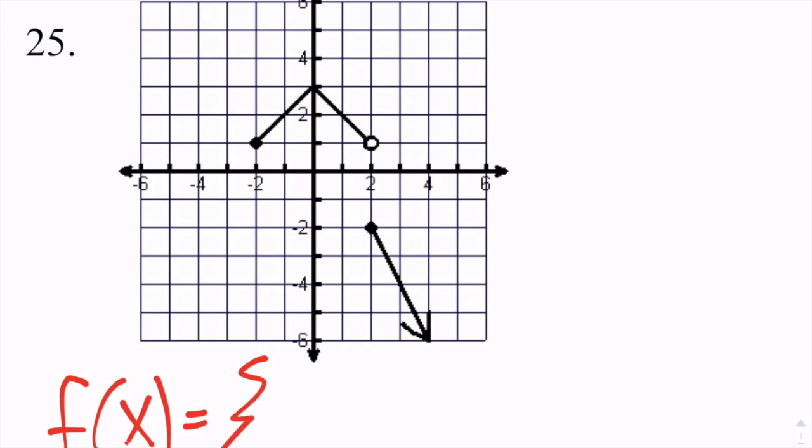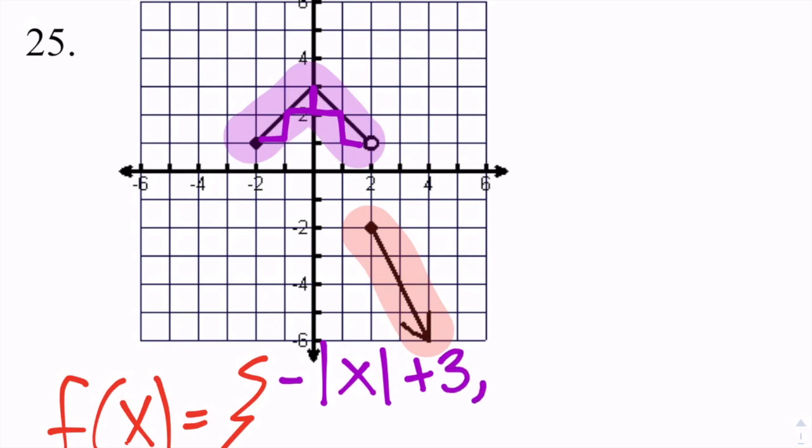So again, f of x equals, we have an absolute value function right here, and then our linear function right there. So if I start with the absolute value function in purple, it's reflected upside down, so it's going to be a negative absolute value. So negative absolute value, the slope is 1 in each direction, and so it's just the negative absolute value of x. We're not shifting left or right because we're still on the y-axis, and then it's shifting up 3. And so we're going from x is -2 with a closed circle to x is +2 with an open circle.